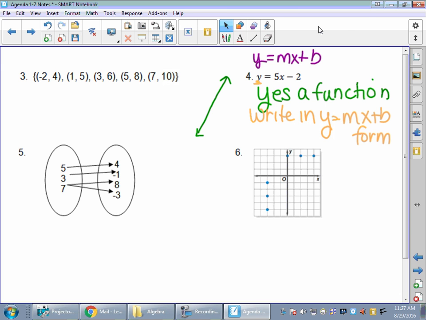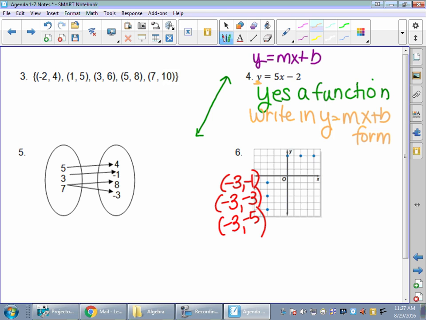Number 6, we could look for repeats in the x, right? So if I name these points, this is (-3, -1). This one is (-3, -3). This one is (-3, -5). This one is (0, 3). Lots of 3's in here. This one is (2, 3). And this one is (4, 3). Do we have repeats in the x's? We do over here, right? So this is not a function.